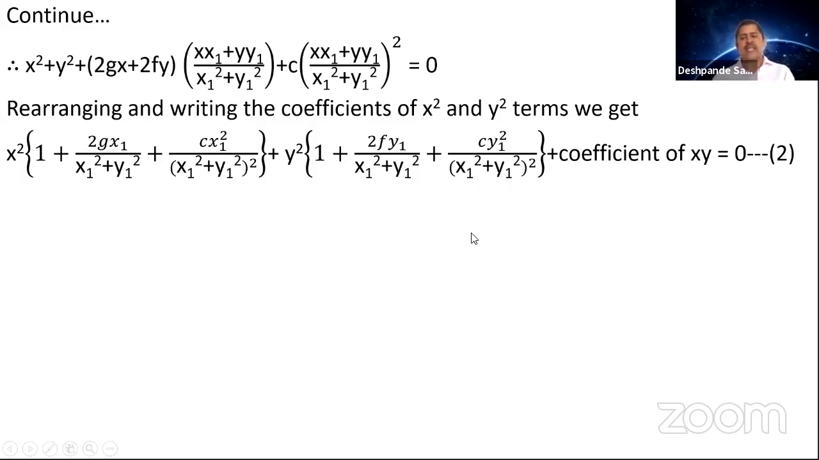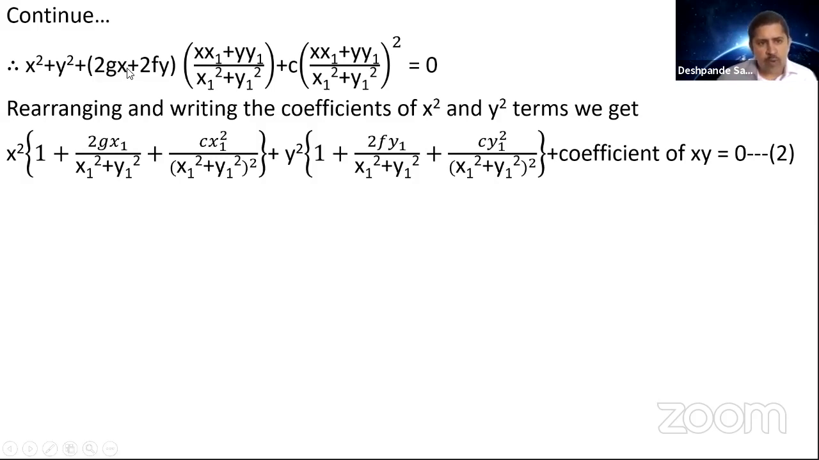Then I'm not interested in what is the xy term. So I wrote a coefficient of xy is equal to 0. So try to understand this step properly here. So I repeat here. So first of all, you are going to take the x square term, coefficients of all x square terms. So here you got x square term. You got x square term here.